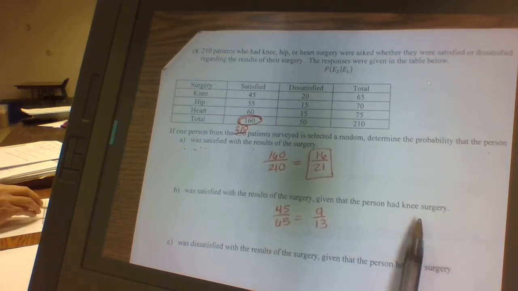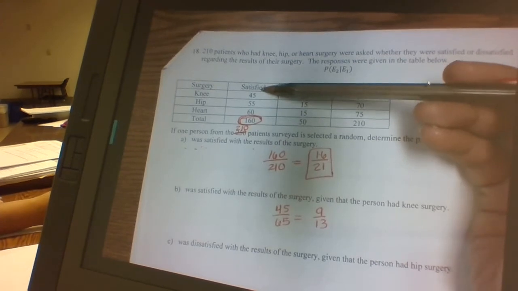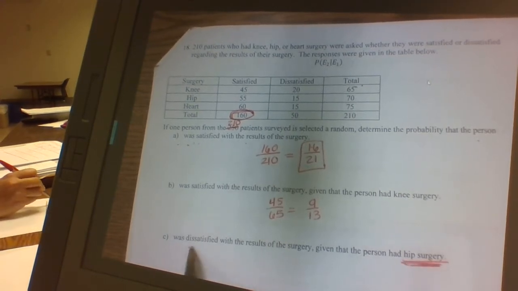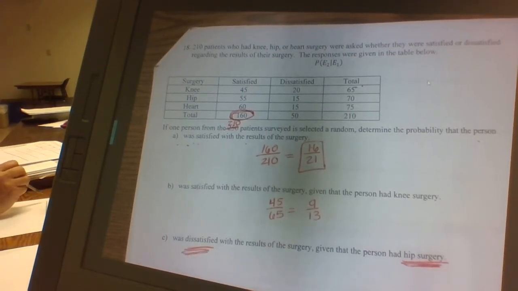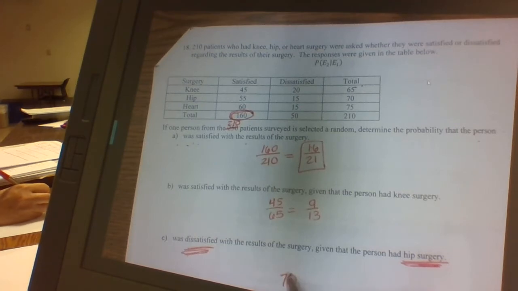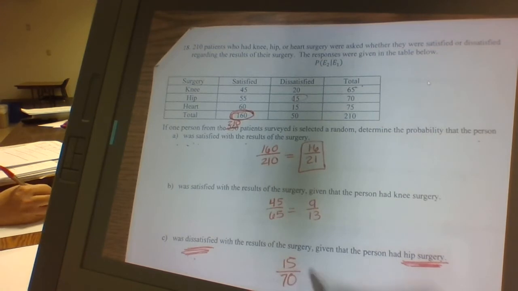So you have to look at how many had the knee surgery, which was 65, 45 were happy. So as you're trying to do C, don't tell me the answer, but you look at the people who had a hip surgery and how many people were unhappy. A lot. I was unhappy. You were unhappy with your hip surgery? So for this one, how many had the hip? 75? No, 70. And how many were dissatisfied? 15. And that reduces to 3/14.